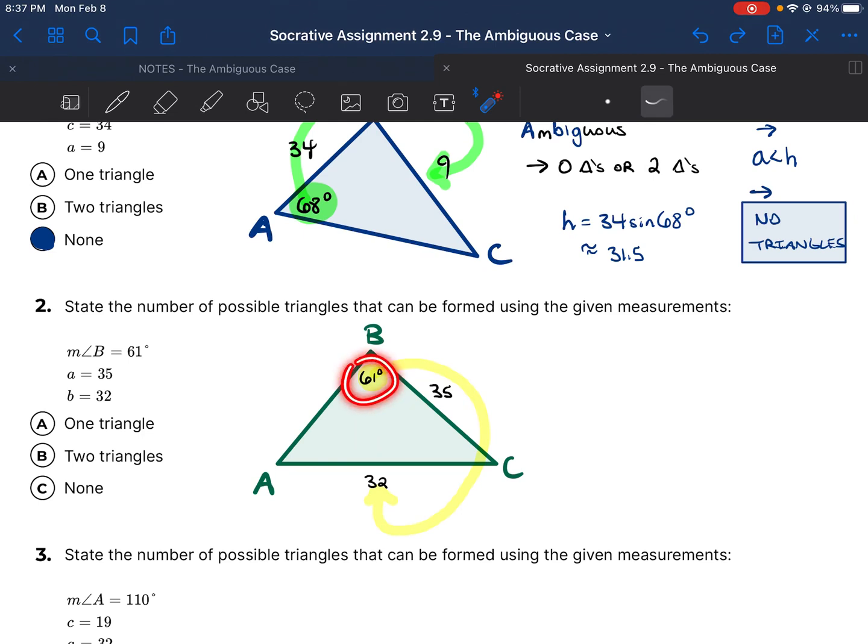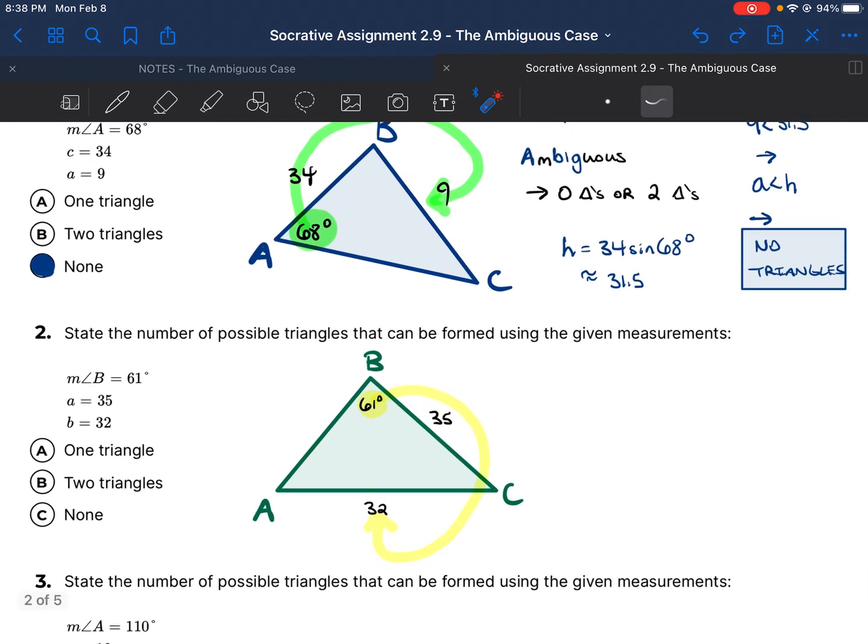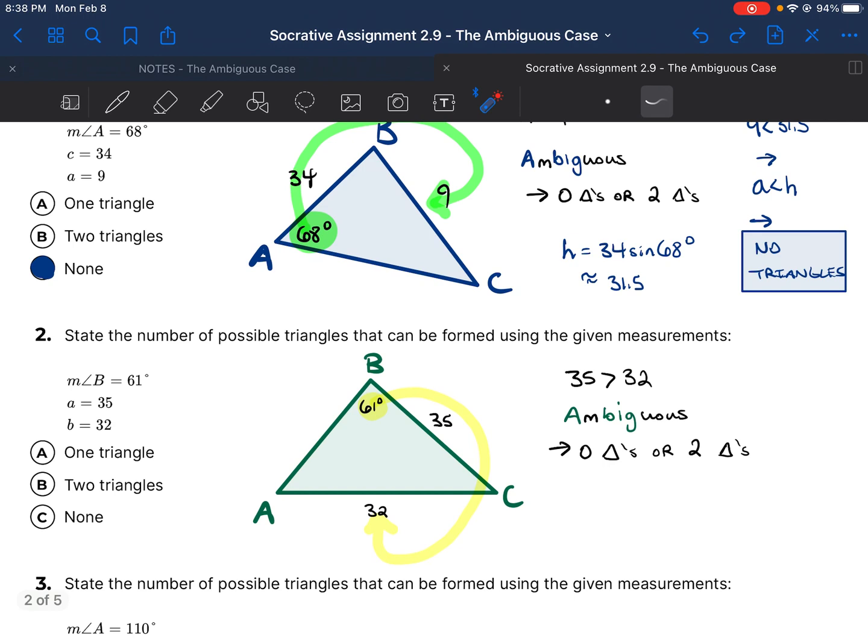So once again, tracing from that given angle over to the side across from the given angle, we can see that the side on the way to it was bigger. So we ran into the ambiguous case, meaning that there's either 0 triangles or 2 triangles. Well, once again, we have an acute angle here, so let's go ahead and calculate the altitude. Altitude is going to be the sine of the angle given times the side that's not across from it, so 35 times the sine of 61 degrees, and we get 30.6.